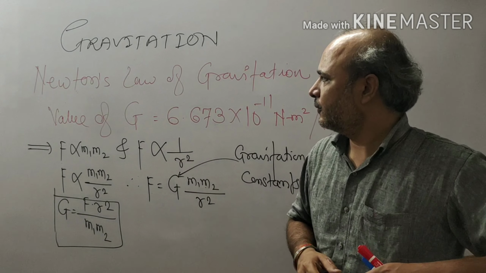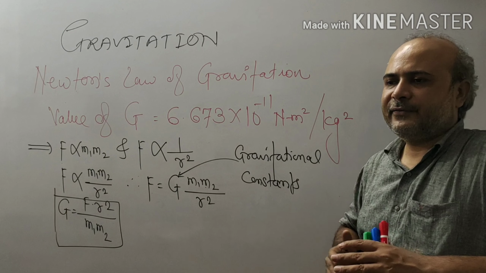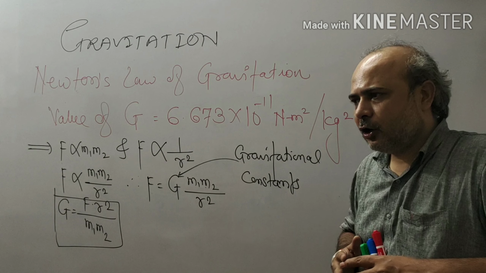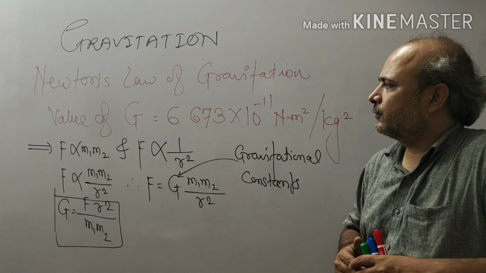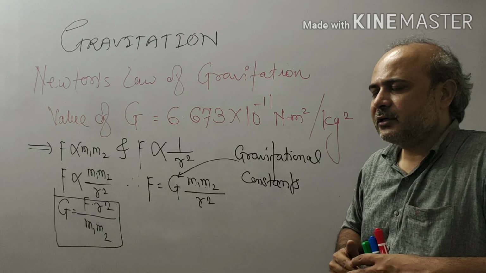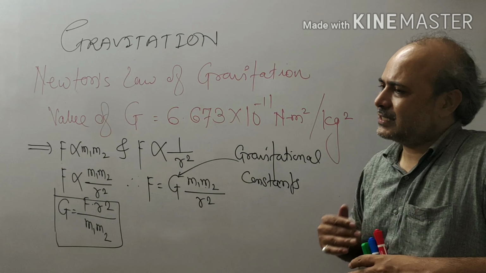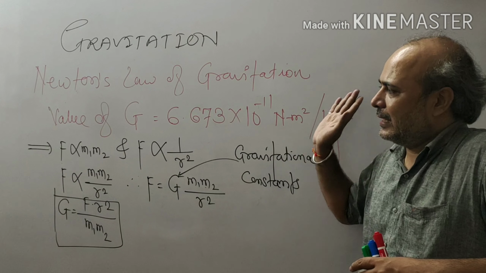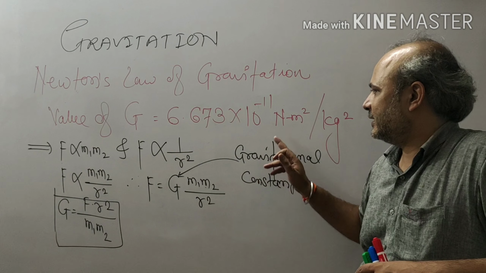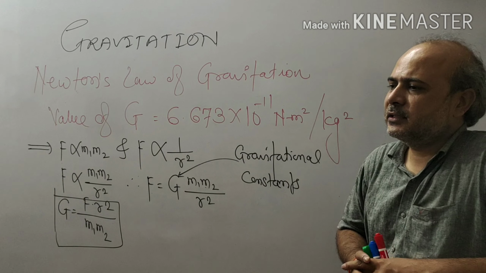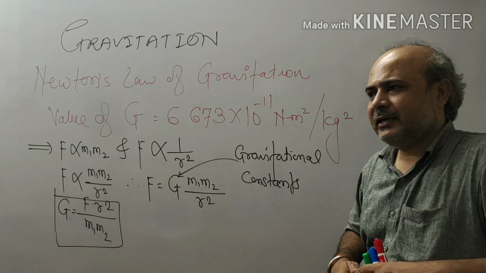So student, in this video we have studied Newton's law of gravitation: the statement, then the mathematical form, then the value of G, that is 6.673 into 10 raised to minus 11 Newton meter square per kg square. Then we studied the unit of G in SI unit, Newton meter square per kg square, and in the CGS system the unit of G is dyne centimeter square per gram square. Okay, friends? The next topic we will discuss in the next video.